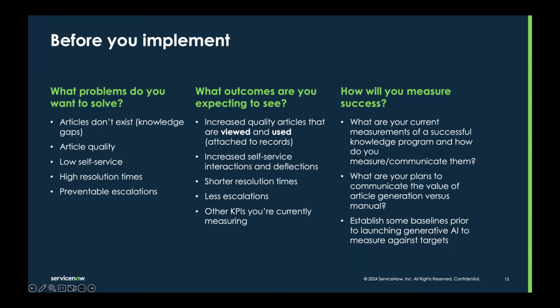How will you communicate that value once you roll out Now Assist in knowledge management to your leadership and your stakeholders, and start establishing some baselines? If you know you're going to purchase this and start rolling it out, go ahead and get those baseline metric numbers for your manual creation, so you have that information beforehand. Then after you implement, you can start seeing what's happening with generative AI and what outcomes you're getting.